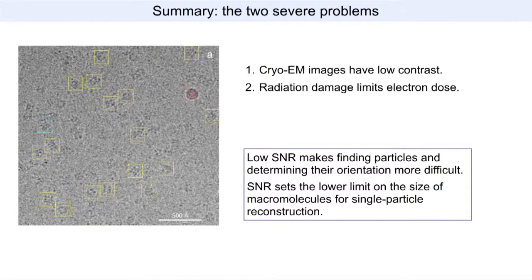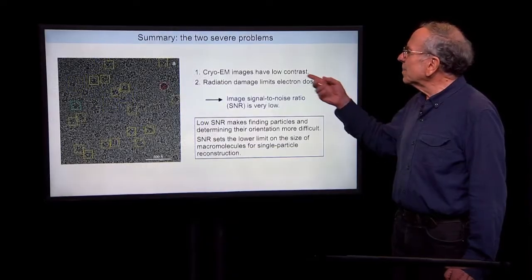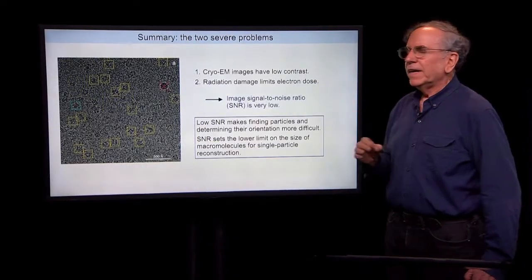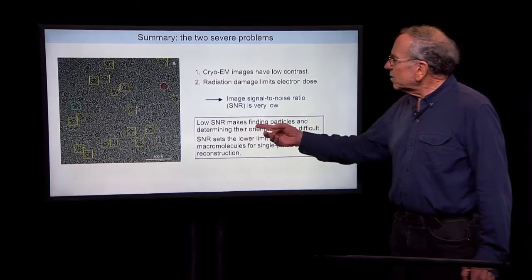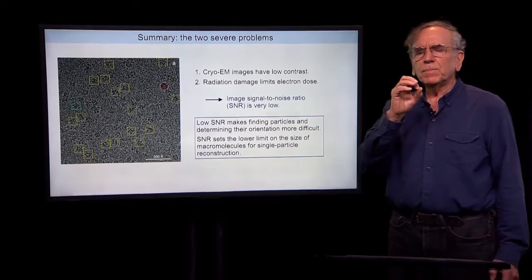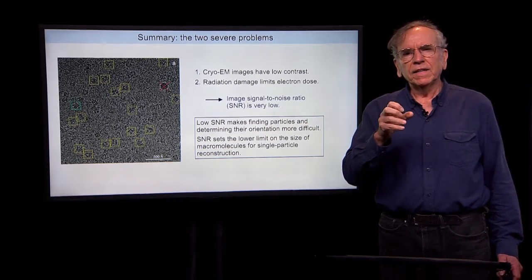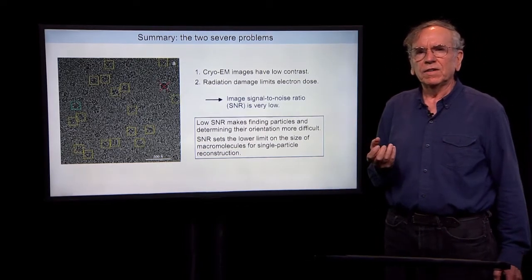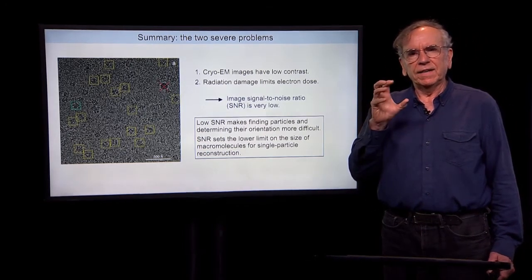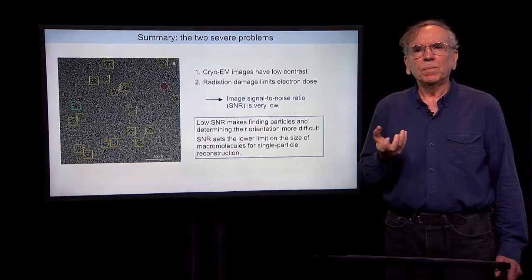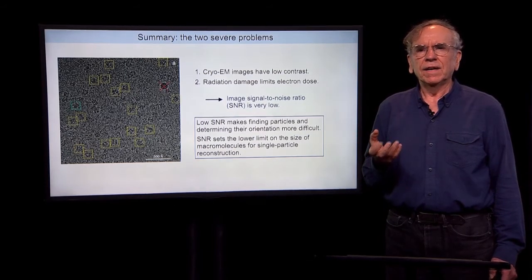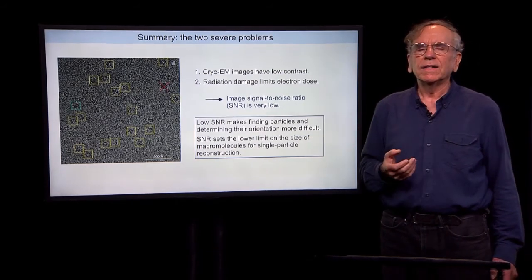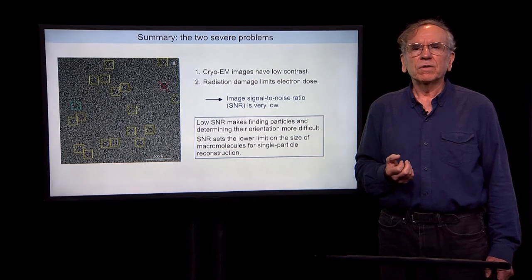So in summary, there are two severe problems in single particle cryo-EM structure determination. The images have low contrast, and radiation damage means that we can only use very small electron doses. And the low signal-to-noise ratio means finding particles in the first place, and determining their orientation becomes more and more difficult, especially when the particle, that is the macromolecule that we're looking at, is small. And so the signal-to-noise ratio really sets a lower limit on the size of macromolecules whose structure can be determined.